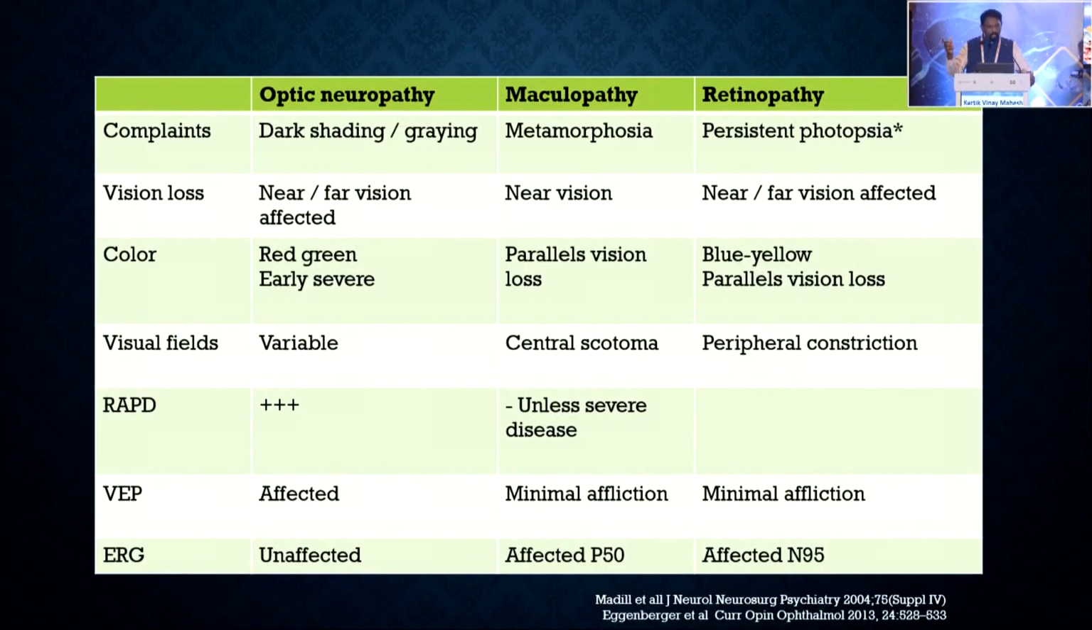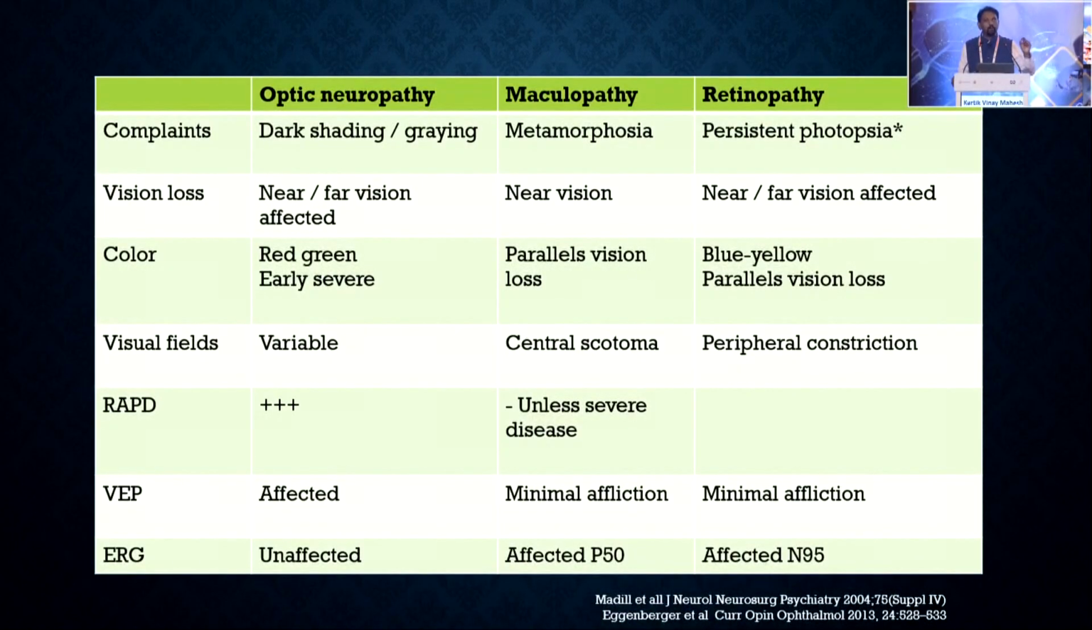Color vision, red and green is involved in optic neuropathy, blue and yellow in the retinal. Visual fields are variable in optic neuropathies, but in macular disease you have predominantly central vision loss, whereas in retinal involvement, you can see peripheral constriction going on till you have only a central field of vision left.